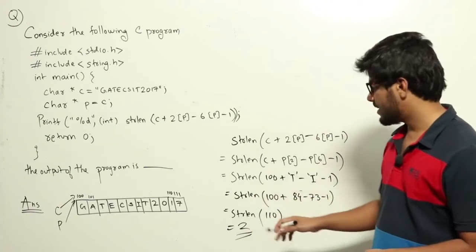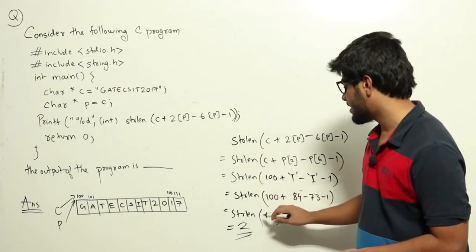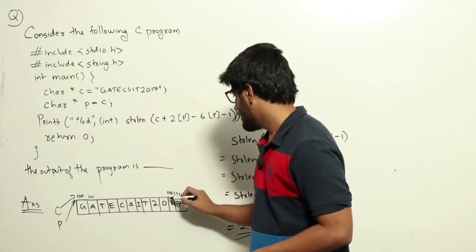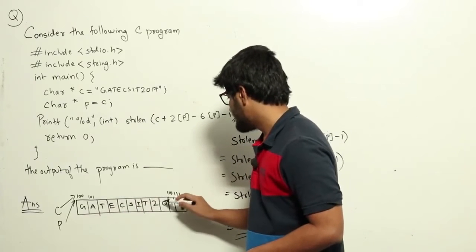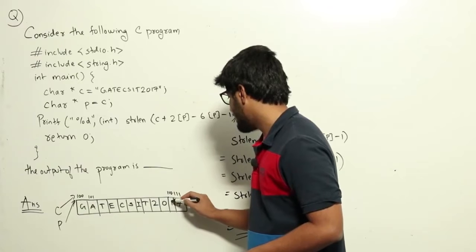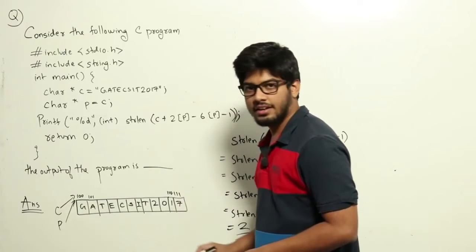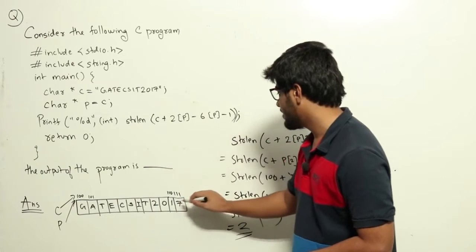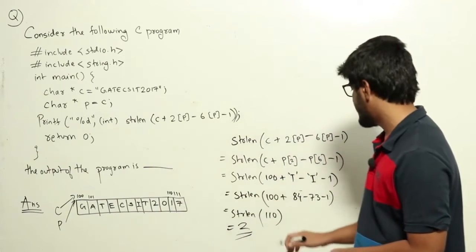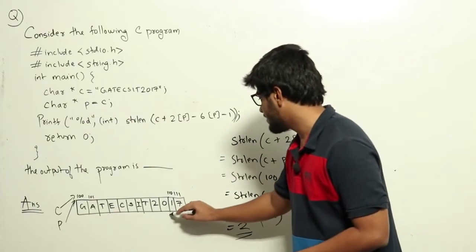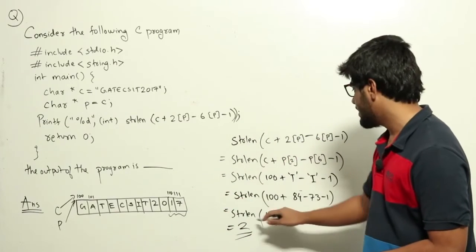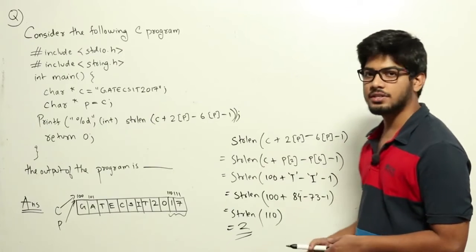Now strlen will consider 110 as the starting address of a string. If you take a look here, 110 is the address of the character 1. Starting from 1 we have only 2 more characters, 1 and 7, in the string. So strlen of this will return the length of the string 17, that will be 2. So the answer to this question is 2.